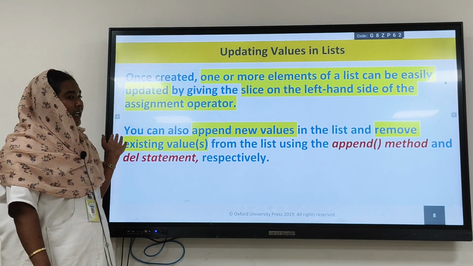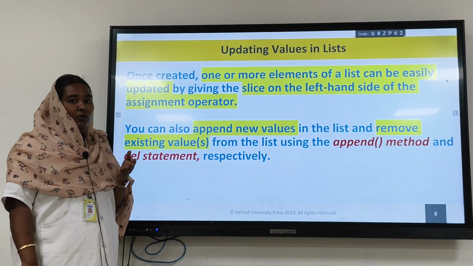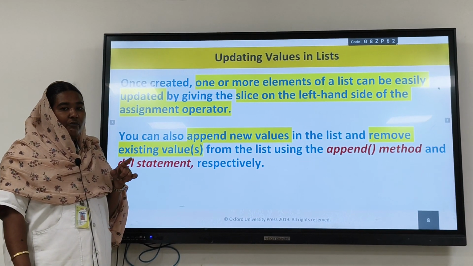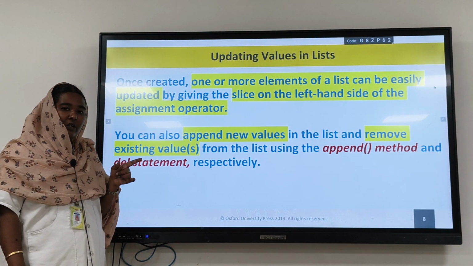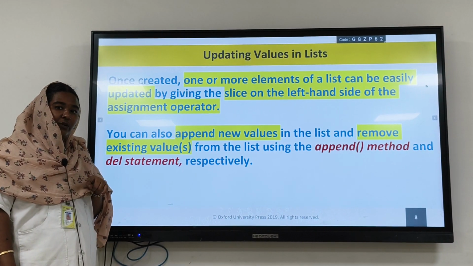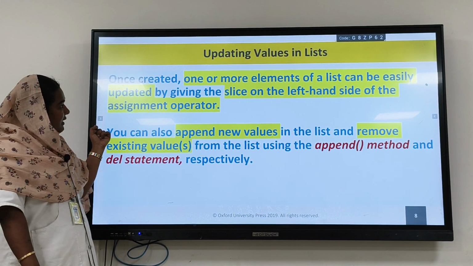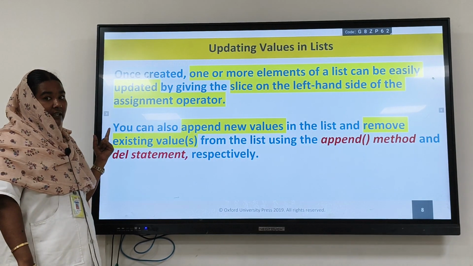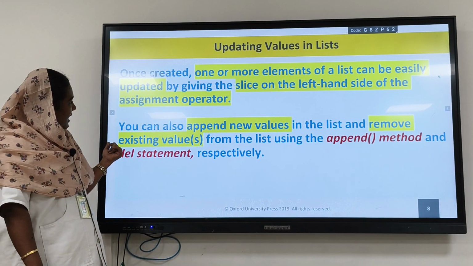Slice operator on the left hand side of the assignment operator. You all know what is assignment operator. Equal to is an assignment operator. If you want to assign a value to a particular variable, only by using assignment operator we can assign a value to a particular variable. Here the same assignment operator is used for updating the list.